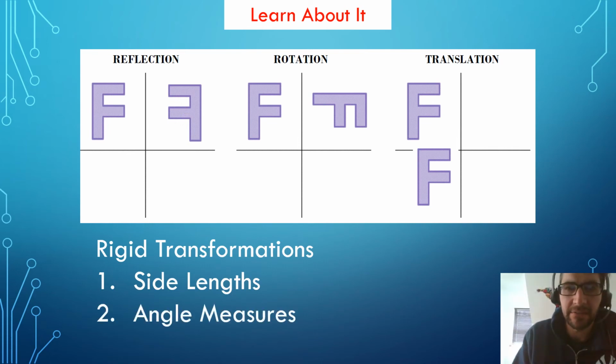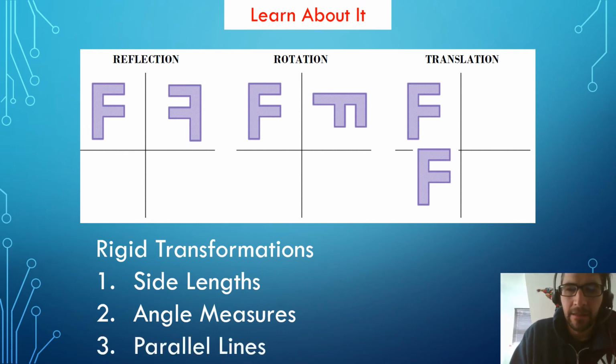The second characteristic that stays the same is angle measures. All of these Fs have 90-degree angles in them, and all of the pre-images and images have 90-degree angles in them. All of the angles have remained the same measure.